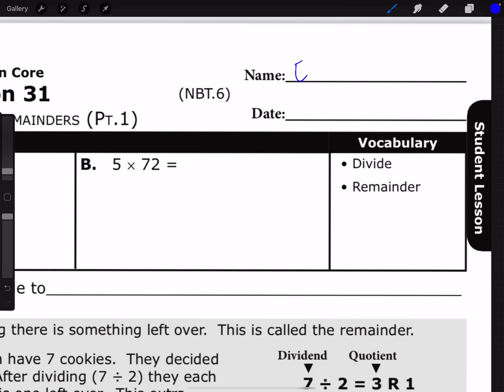We're on lesson 31, and I'm going to put my name. I was going to put Aaron. There, I guess that works.